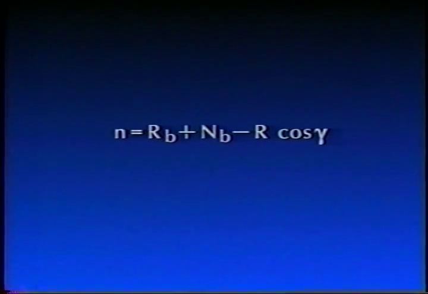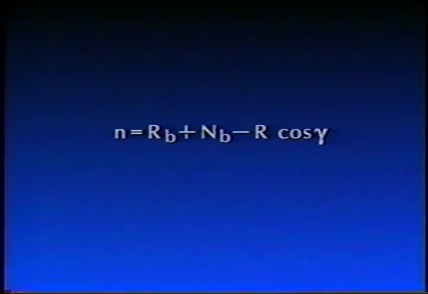First, we calculate the northing of our station using the equation displayed on the screen. It adds the mapping radius of the grid origin, R sub B, to the northing of the grid origin, N sub B. This gives us the northing of the apex of the cone. We then solve R cosine gamma, which is the difference in northings between the apex and the station. This is then subtracted from the northing of the apex, leaving only the northing of the station, noted as small n.